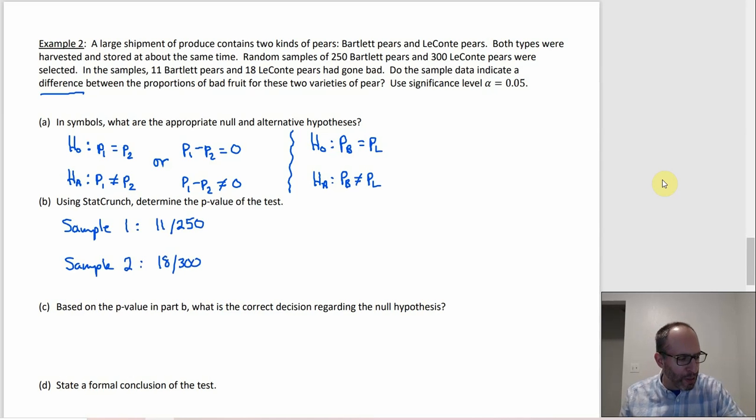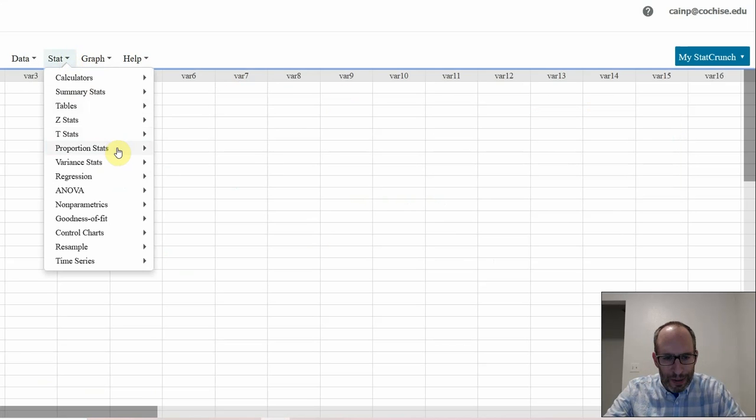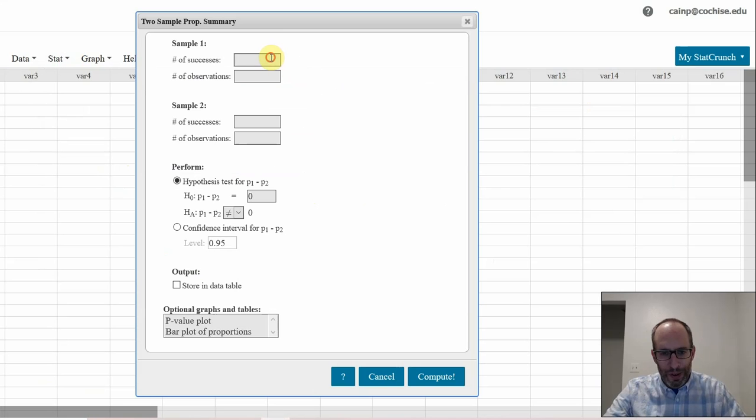All right, and then if we go to StatCrunch, let's see, get rid of that one, get a new one. So stat, proportion stats, 2 sample with summary. First sample was 11 out of 250. Second is 18 out of 300. And then for the hypothesis test, we're good to go here, right? Because the alternative is two-sided, so we're all set.